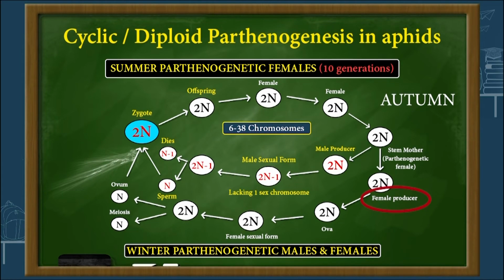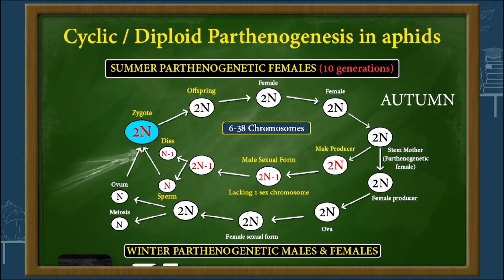The female producer will continue to produce functional ova which are 2n because of the diplosis, doubling of the chromosomes, that continue to retain 2n chromosomes in meiosis, and the female sexual form finally will undergo the meiosis process.